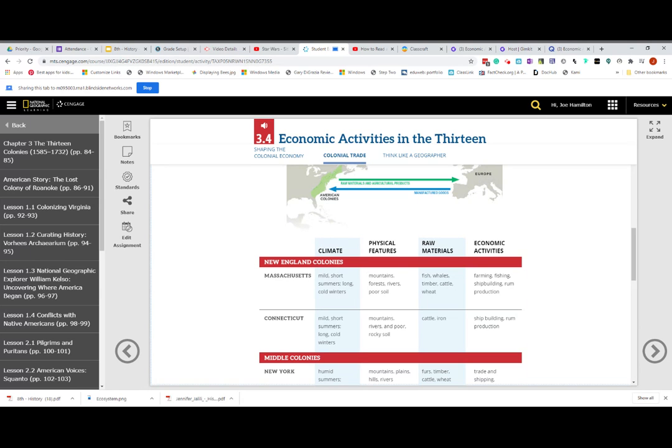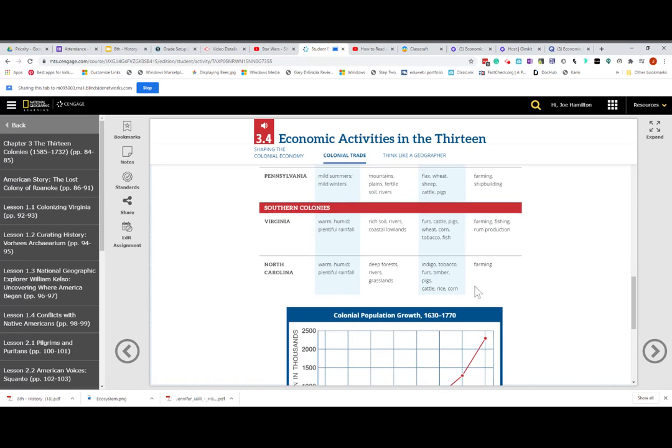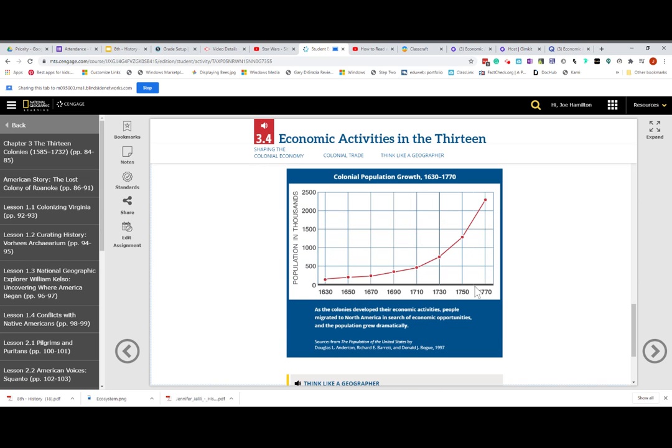Look at that: shipbuilding from the timber, farming from the cattle, fishing from the fishing and whales. They even have rum production. That's interesting. So I scroll down. Here's another chart. I read the captions here. Let's see. As the colonies develop their economic activities, look at that. It's repeating. Let me see.